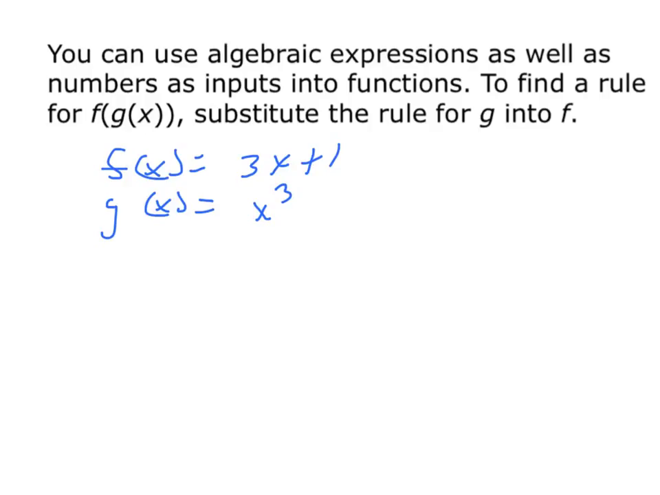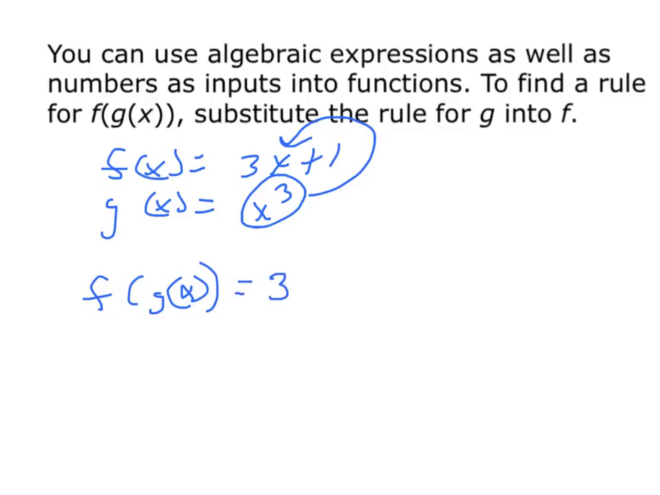So what I can do is find out what is f of g of x. But instead of substituting, for example, the 2 into one and taking that result and plugging it into the other, I can take the g function and substitute it in for the x in the f function. So that means I will get 3 times, with parentheses there, I plug the x cubed in for the domain value of the f function, plus 1, and then we simplify that, so that gives me 3x to the third plus 1.